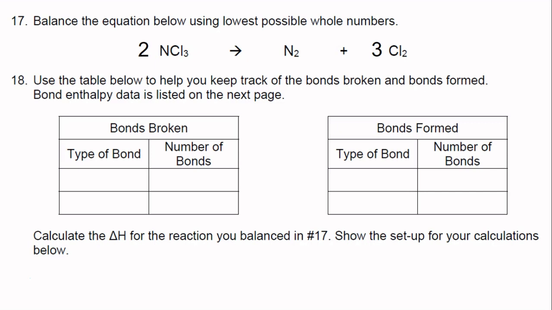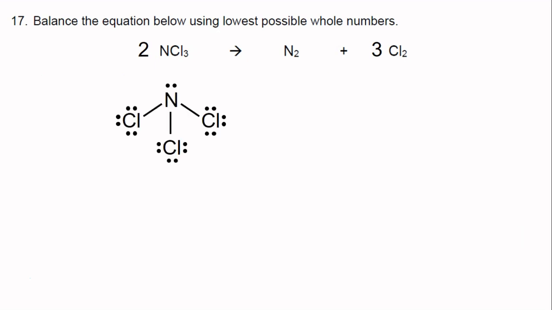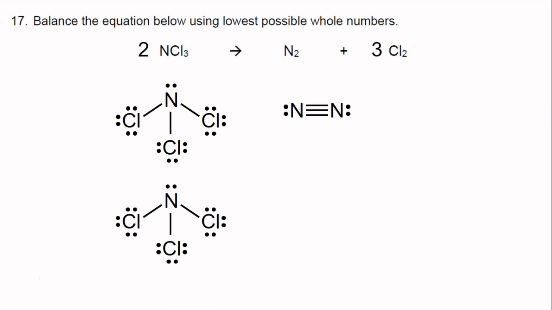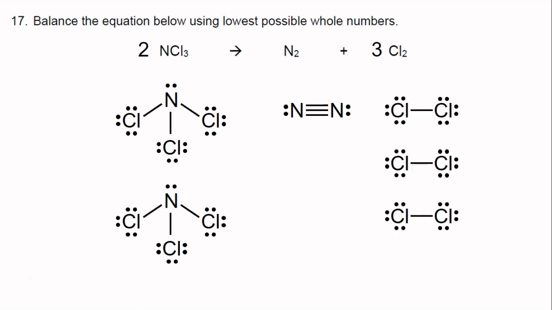Let me go ahead and talk about the structural formulas of these molecules. So NCl3 would look like this. We have 2 molecules of them, or 2 moles. Nitrogen is a triple bond. The Lewis structure looks like this. And then finally we have chlorine. That would be a single bond. We have 3 molecules, or 3 moles of chlorine.